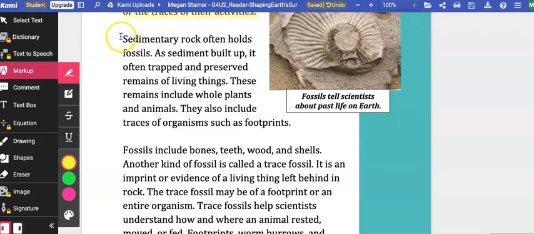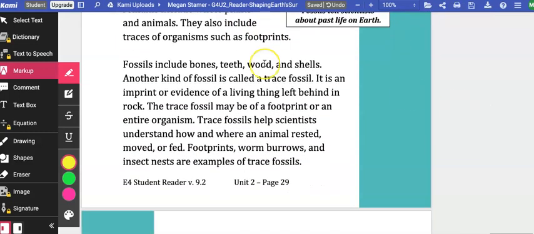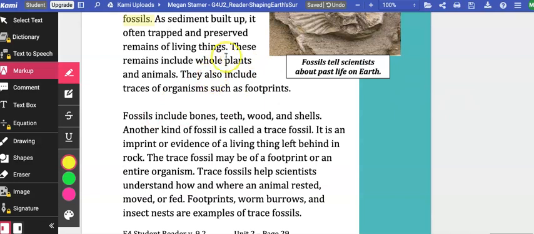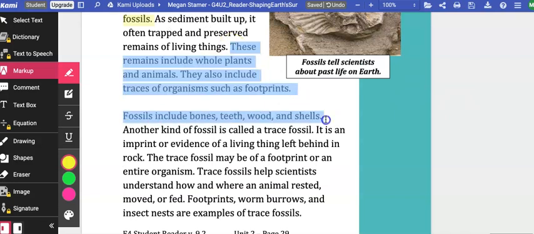As sediment built up, it often trapped and preserved remains of living things. These remains include whole plants and animals. They also include traces of organisms, such as footprints. Fossils include bones, teeth, wood, shells.